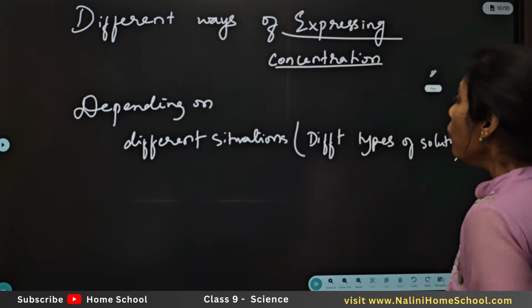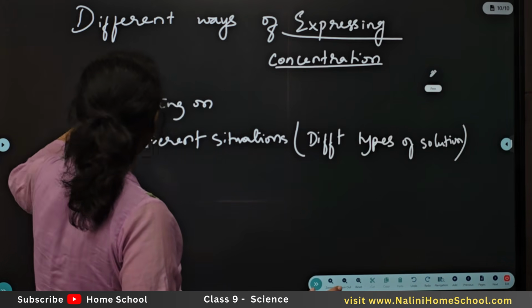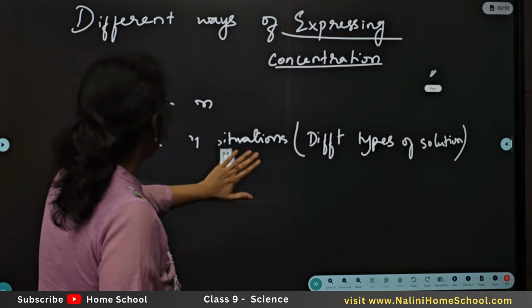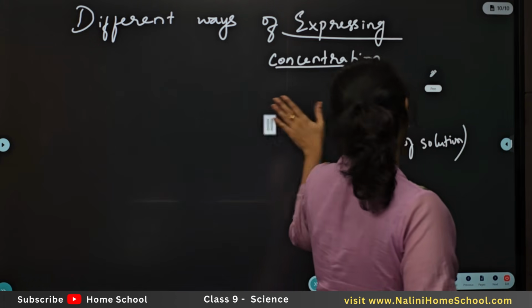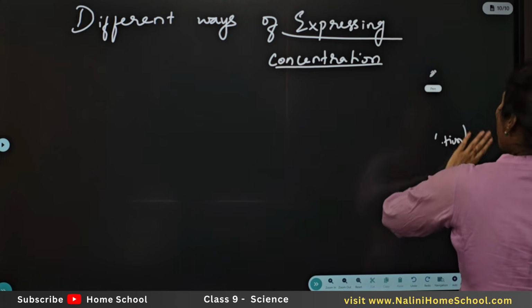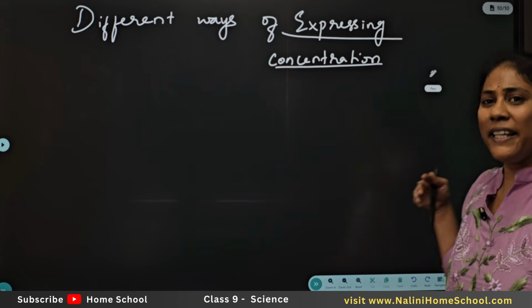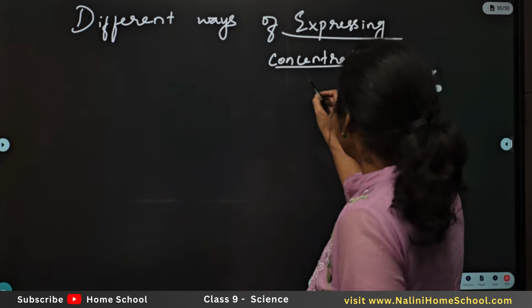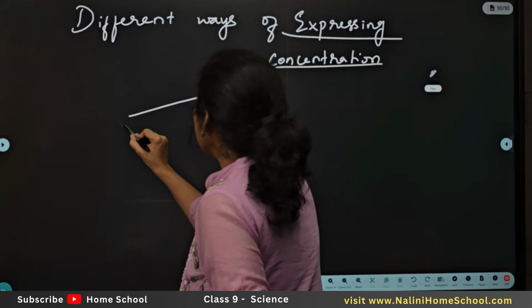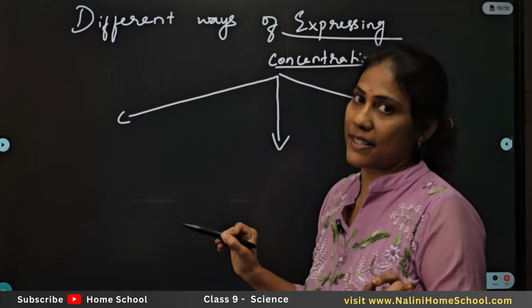Okay, so now what are the three ways? In your textbook, there are three ways of expressing concentration. Let's understand the three ways. Actually, you have so many ways of expressing concentration here. Many concentration terms are there. You will study them in the higher classes. But as far as your chapter is concerned, there are three methods of expressing concentration.